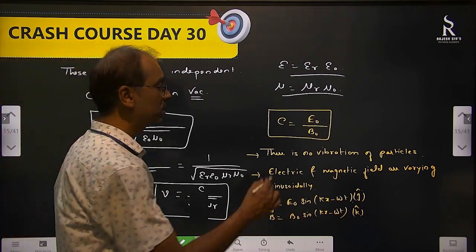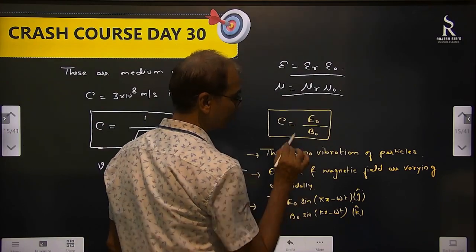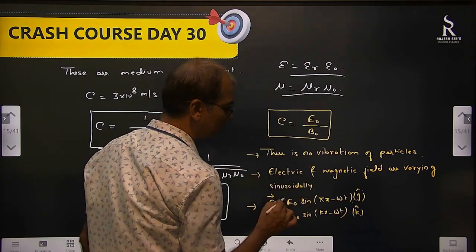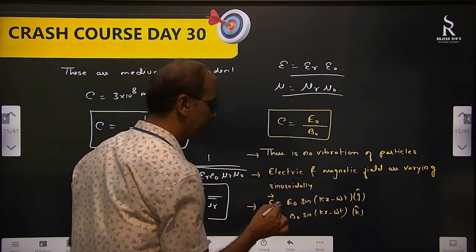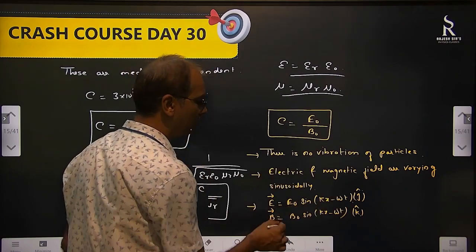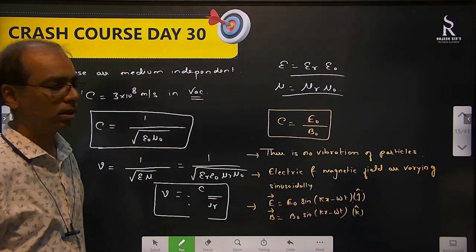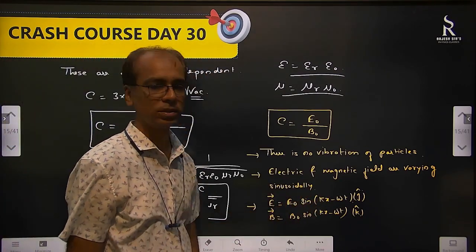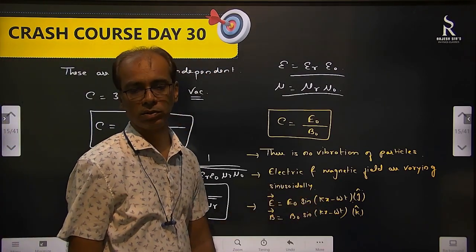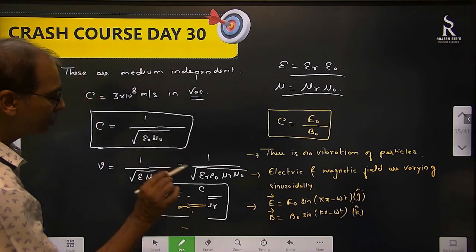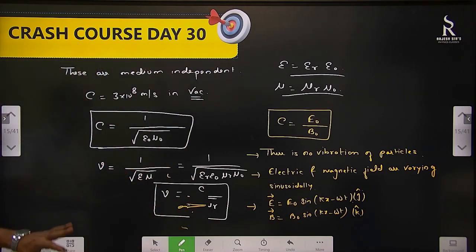And the relation is c equal to E naught by B naught. So if I know the E naught value, then I can write the magnetic wave also. If I know B naught, I can write the electric wave also. Many times this question is asked. They will give you the electric field and ask you this. If they give the magnetic field, they will ask you this. So be careful, use this formula so that you can find this simple thing.